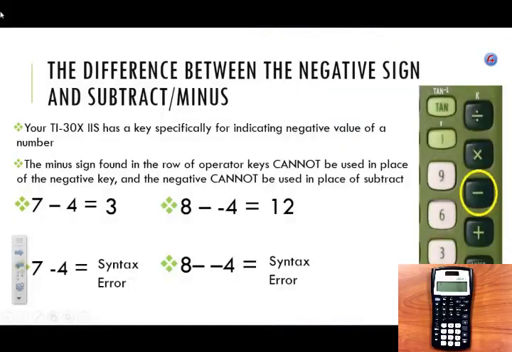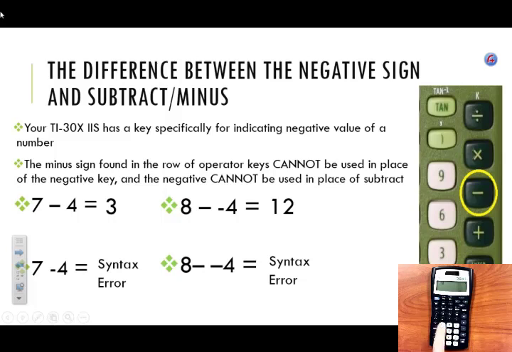We will now discuss the difference between the negative sign on your calculator and the subtract or minus sign on your calculator. The negative button here is specifically for indicating that a number is negative. And this key here is in the row of other operations: divide, multiply, subtract, and add. And this is the key that you use to indicate that you want to subtract. So some of the examples that I have will demonstrate what happens when you use the wrong button.